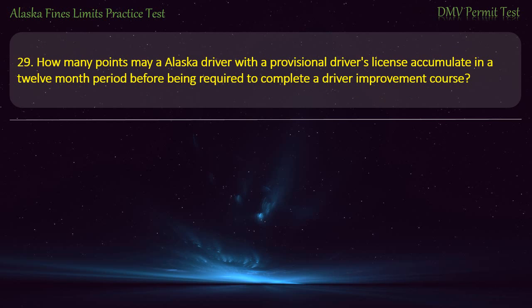Question 29. How many points may an Alaska driver with a provisional driver's license accumulate in a 12-month period before being required to complete a driver improvement course? 4, 10, 6, 5. Answer: 6.